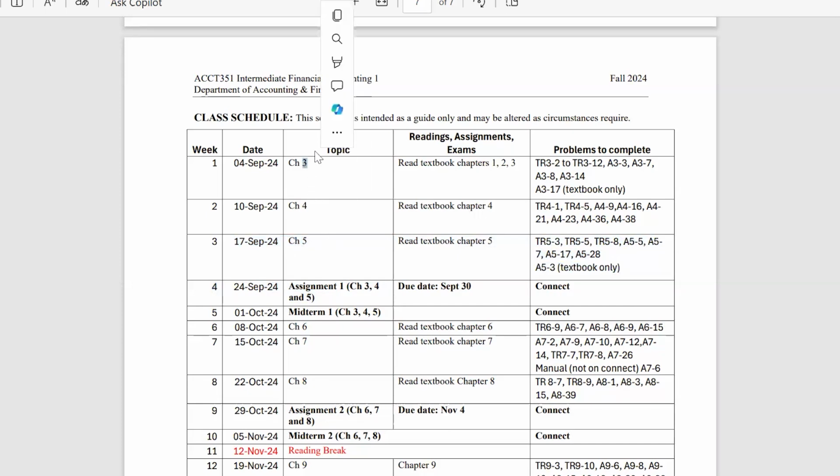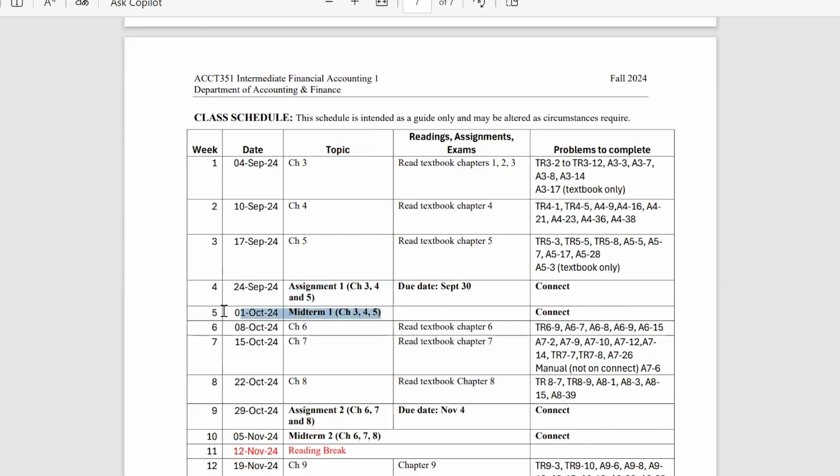I see a number of people in Connect have started the problems in Connect for Chapter 3, for Chapter 4, and even some for Chapter 5. The key is that you do need to finish assignment 1 by the due date, which is September 30th at the end of the day. So there's no new material for next week, but if you finish Chapter 3, 4, and 5, or even if you haven't, I do recommend starting the assignment as soon as you can because it is quite long. It's really meant to help you study for the midterm.